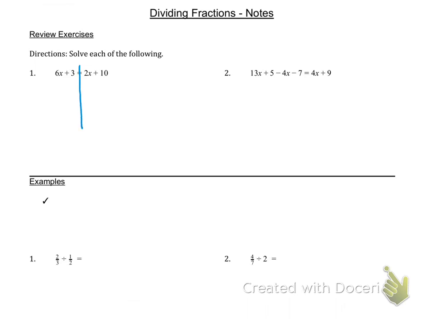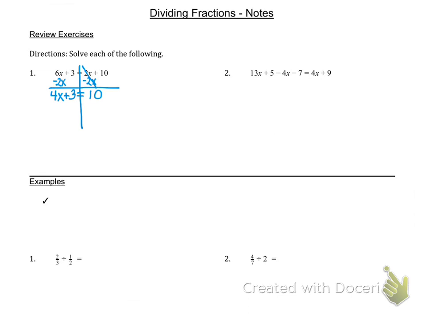So I want to get all the x's on one side of the equation. So I'm going to move the 2x over by the 6x. So I'm going to subtract 2x on both sides of the equation. 6x minus 2x is 4x, plus 3 is equal to 2x minus 2x is 0, and then we have 10.